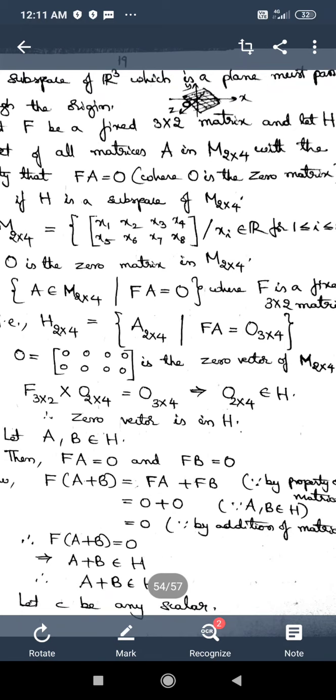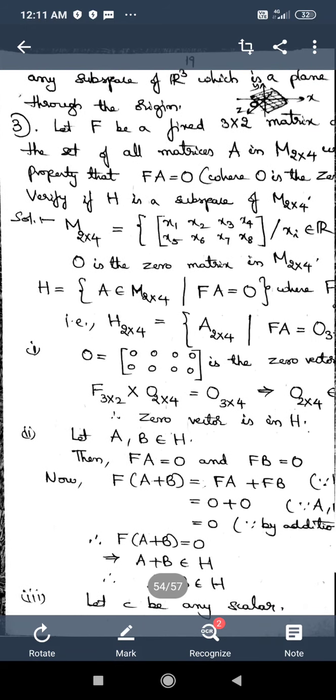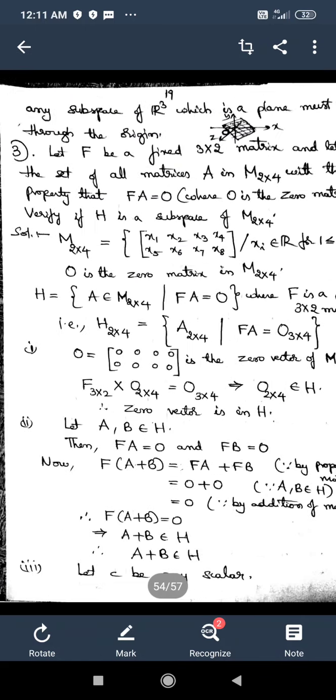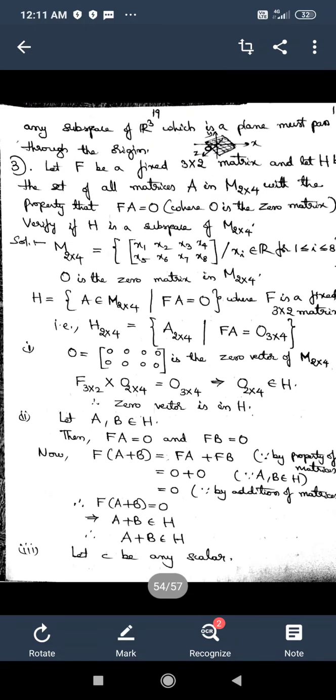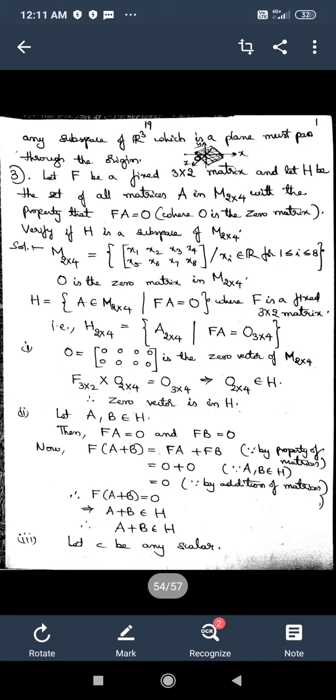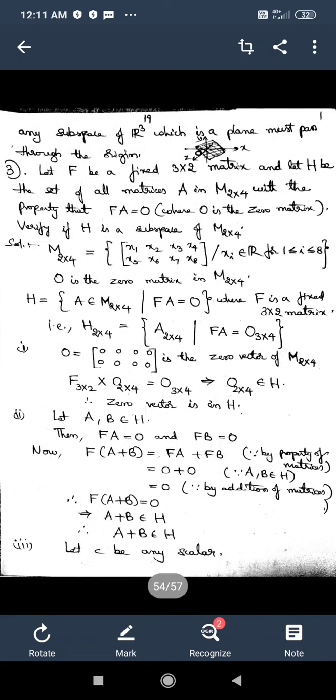And here we can see that F times (A plus B) is equal to O, and that means A plus B is satisfying the condition F(A) equals O, and hence A plus B belongs to H. Now A plus B belongs to H means the vector addition is satisfied in the subset H of M2 by 4. Now to verify the third condition, consider a scalar C.